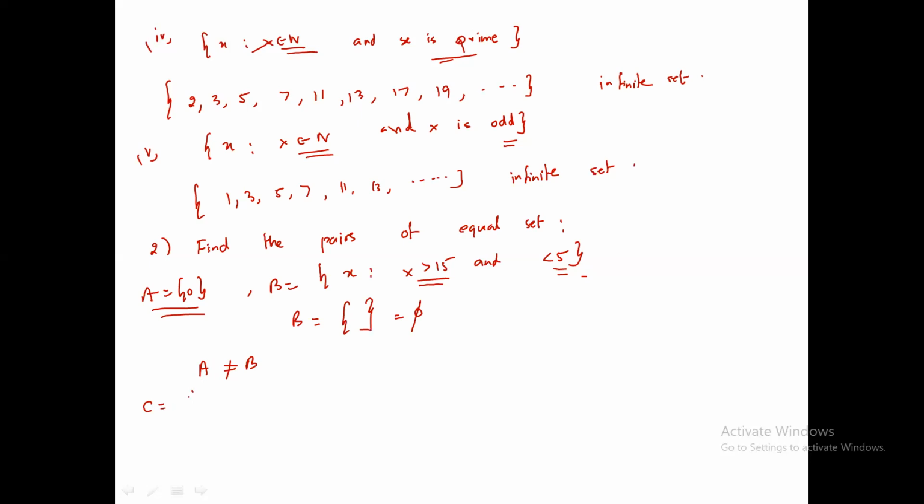Now coming to C. C is having x such that x minus 5 is 0. That means in set C you have only solution 5. So here you can see A and C are not equal. B and C are not equal. Next, D. x such that x square equal to 25. If x square is 25, I can say x is plus or minus 5.